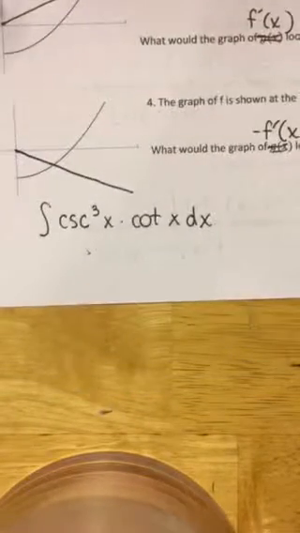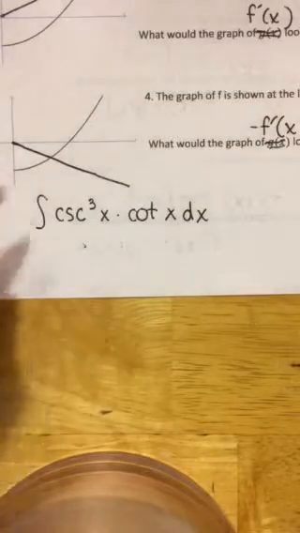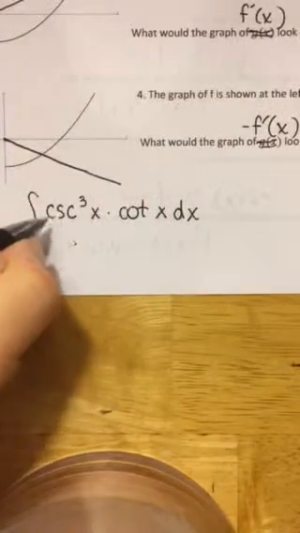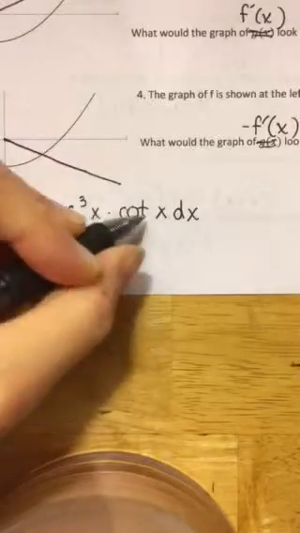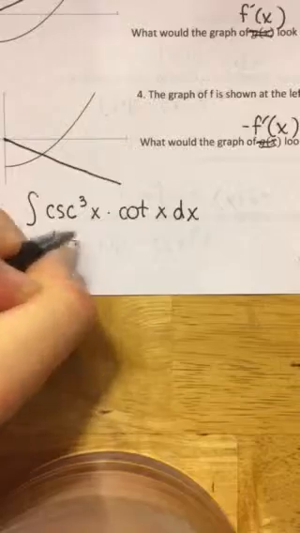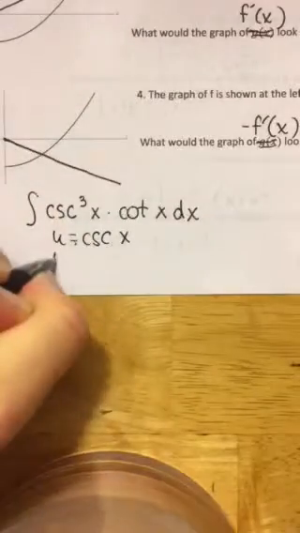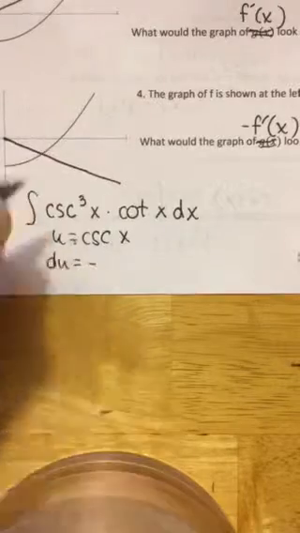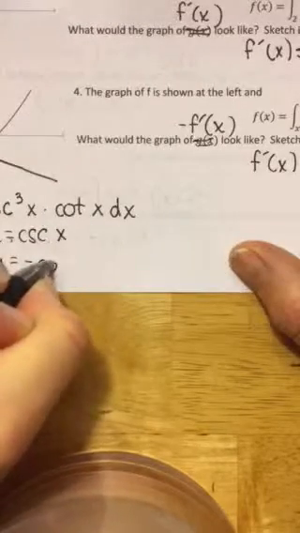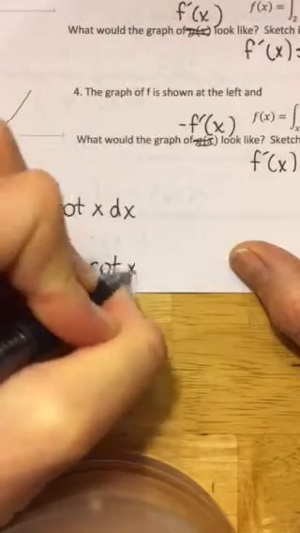Okay, you have another question to review like this one I wrote on the bottom of the page. So if we see a problem like this, either with secant to a power times tangent or cosecant to a power times cotangent, we're going to make u equal to cosecant. Our du is going to be negative cosecant x cotangent x dx.